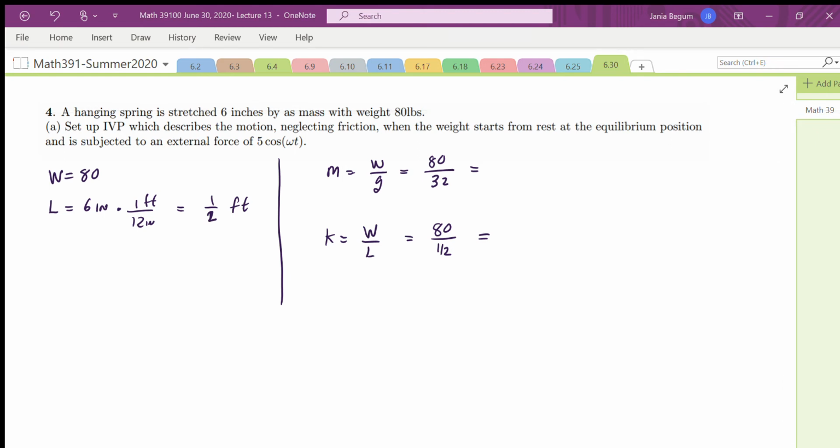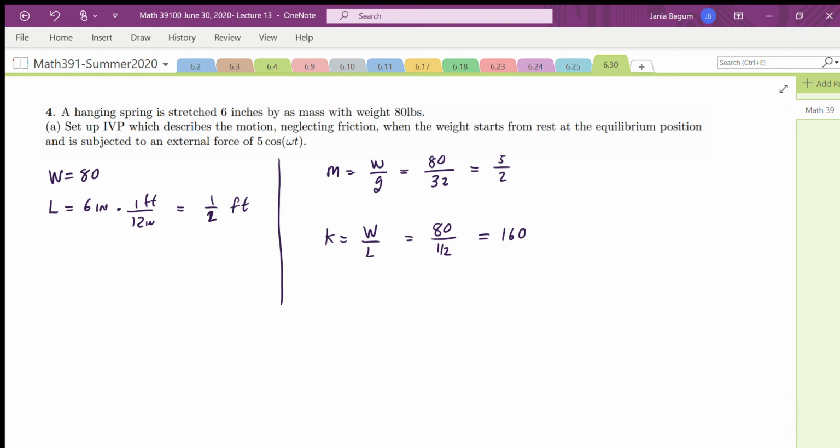So this will give us 5 over 2. Sorry for my mistakes. Okay, and for k, we have 80 over 2. So if I simplify that, that's 160. Okay, I hope I did that right.